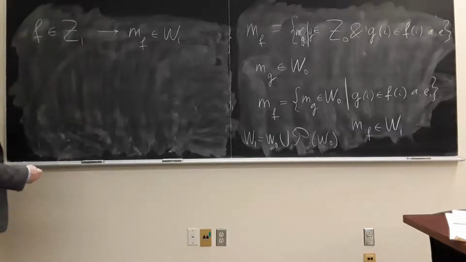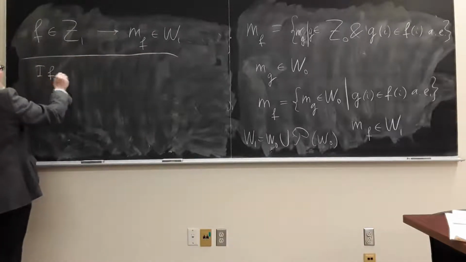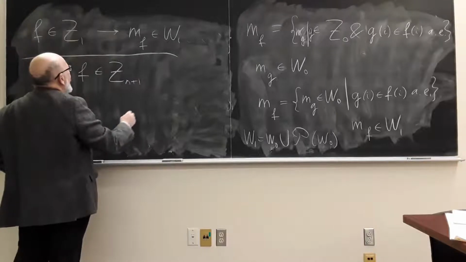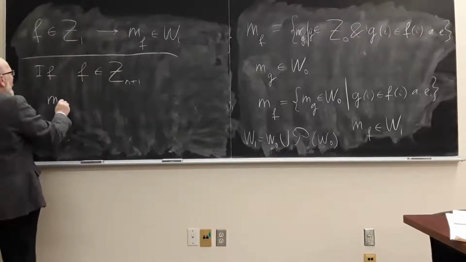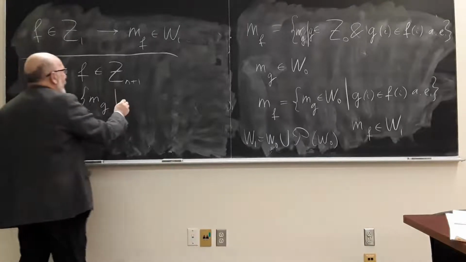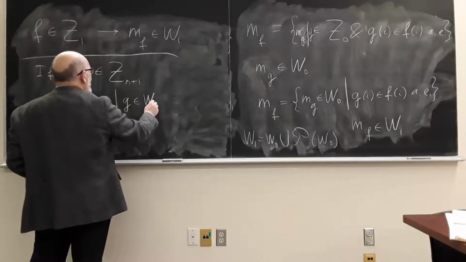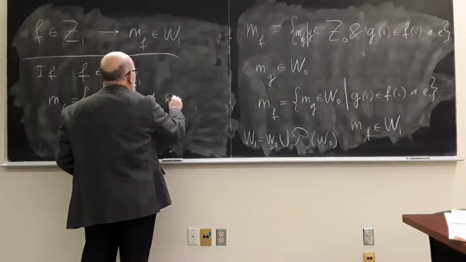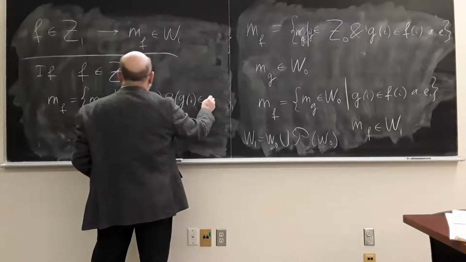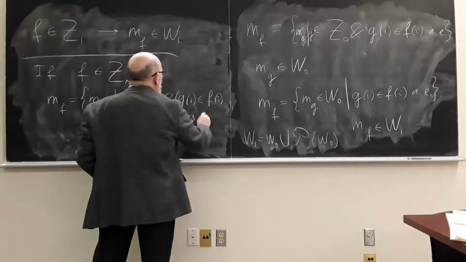And we can repeat it further. So if f is in Z_{n+1}, we define M_f equals the set of M_g such that g is in W_n and g of i belongs to f of i almost everywhere.